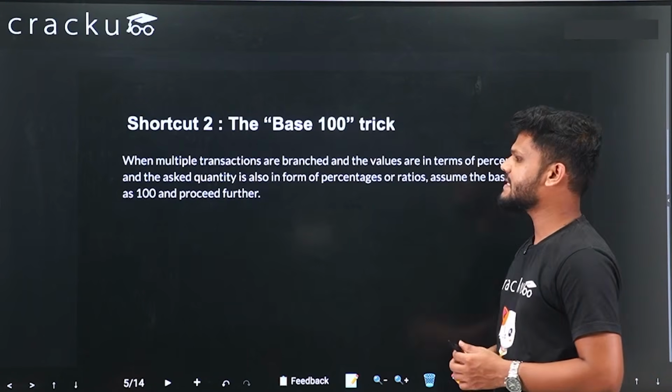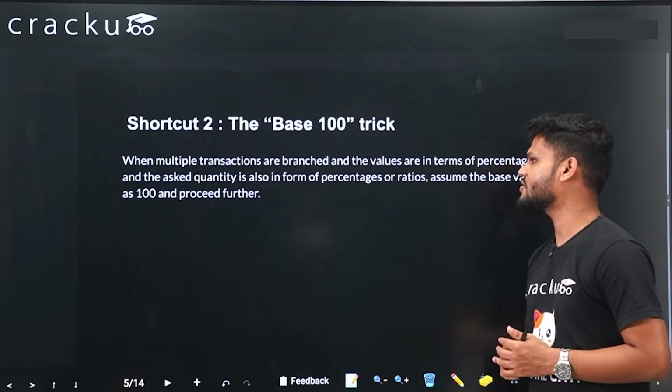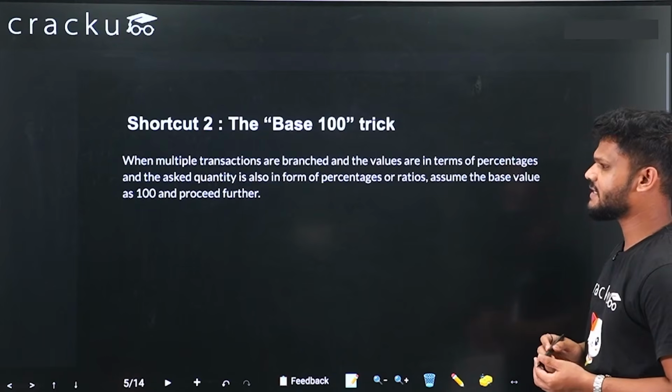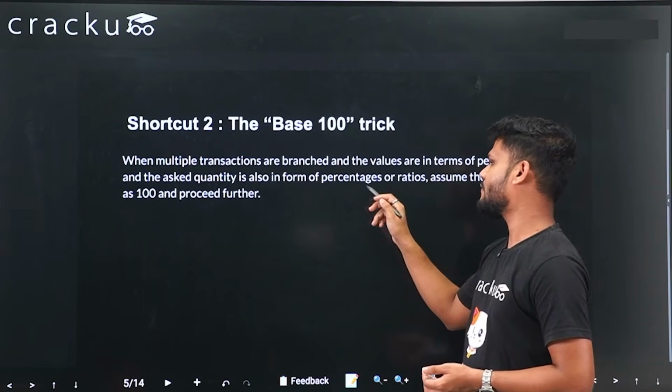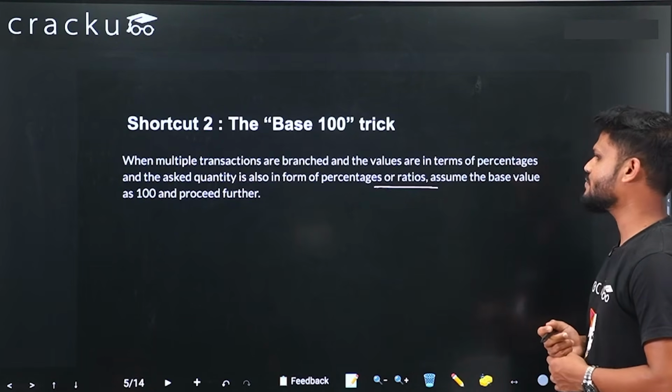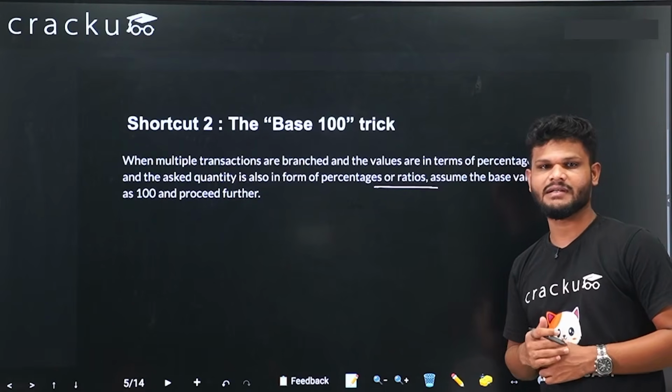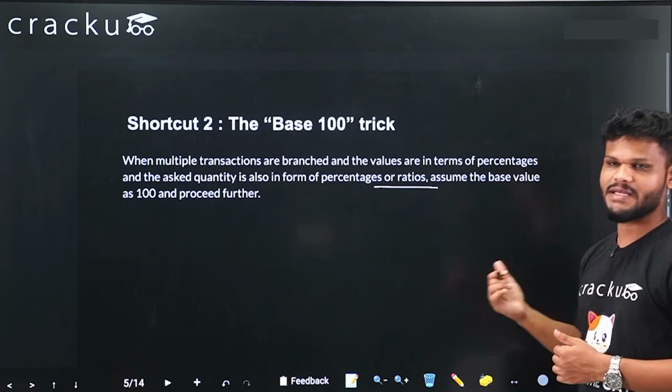Now, what does it say? When multiple transactions are branched and the values are in terms of percentages and the asked quantity is also in the form of percentage or ratios, assume the base value as 100 and proceed further. Now let us solve one example based on it.